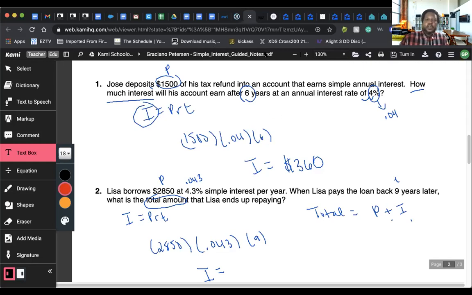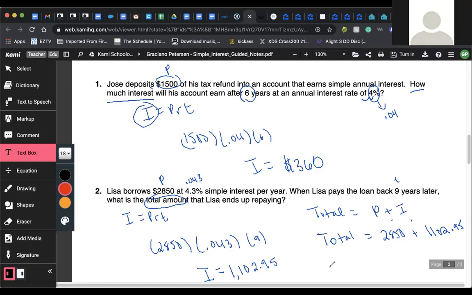$1,102.95. That's how much she's had to pay in interest on her loan. Okay. So what is the total that she's going to have to pay as a result of that interest? We have to add the principal plus the interest. So we have 2,850 plus 1,102.95. What's her total amount? 3,952.95. Good.